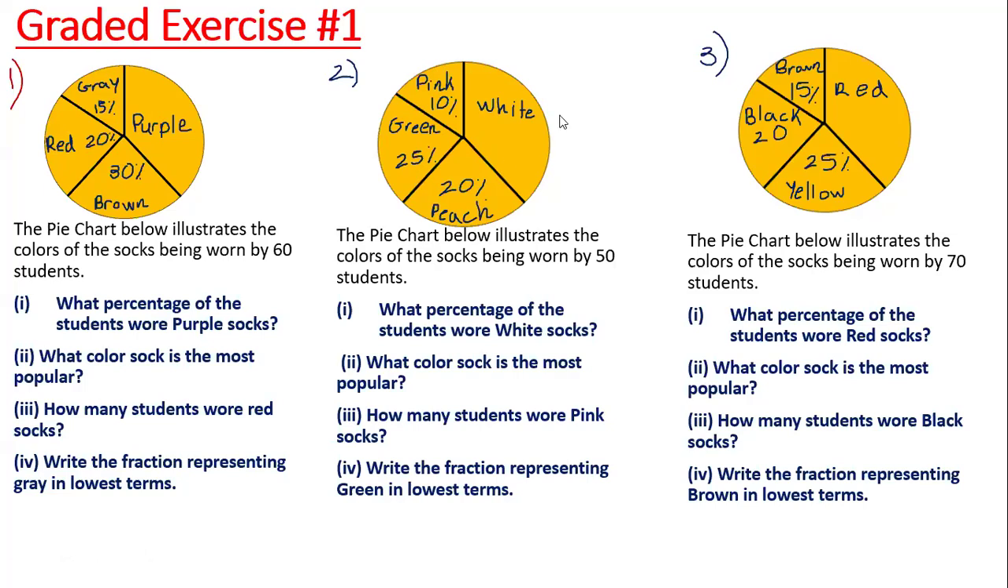Number 2, the pie chart below illustrates the color of socks worn by 50 students. What percentage of the students wore white socks? What color socks is the most popular? How many students wore pink socks? What is the fraction representing green in lowest terms? And finally, number 3, the pie chart below illustrates the colors of socks worn by 70 students. What percentage of students wore red socks? What color of sock is most popular? How many students wore black socks? And write a fraction representing brown in lowest terms.